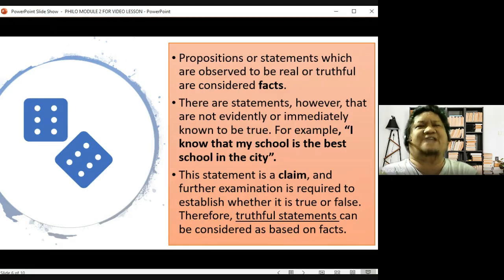Therefore, truthful statements can be considered as based on facts. So, I know that my school is the best school in the city. We cannot say it is true right away. We have to verify the statement or the claim if it is true based on facts. Okay.